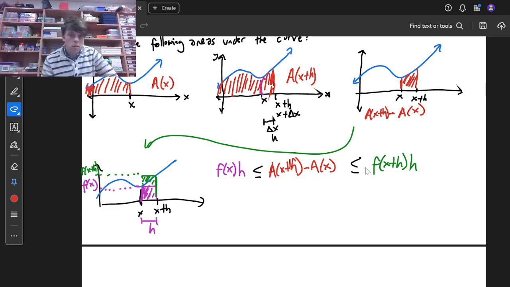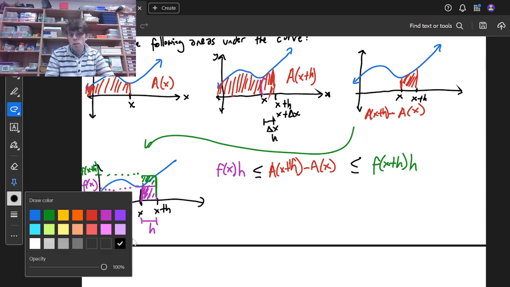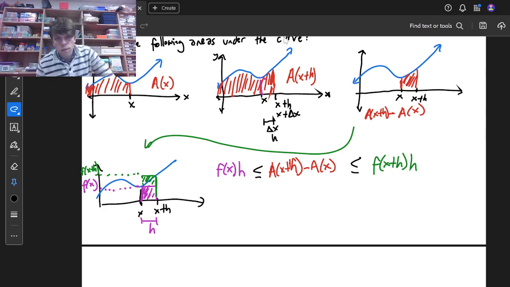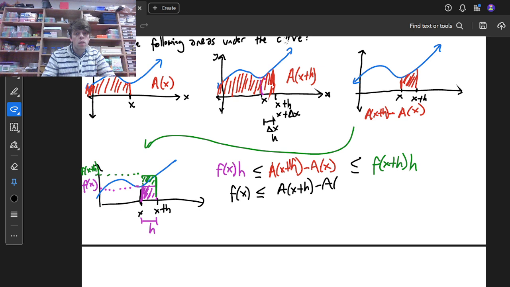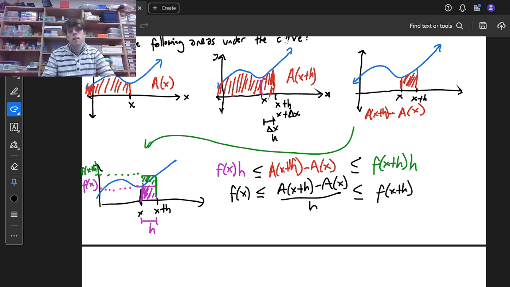And now we can do a couple of tricks to this. The first thing that I'm going to do is take all of the sides of this inequality and divide everything by h. This should be fine. I'm allowed to do this so long as I apply the same operation to all sides of the inequality. So I'm going to divide this by h. I just end up with f of x. Divide this middle bit by h, so I end up with that fraction there. And if I divide f of x plus h times h by h, I just end up with f of x plus h. And now we're going to do what I alluded to this whole time, which is basically take the limit.